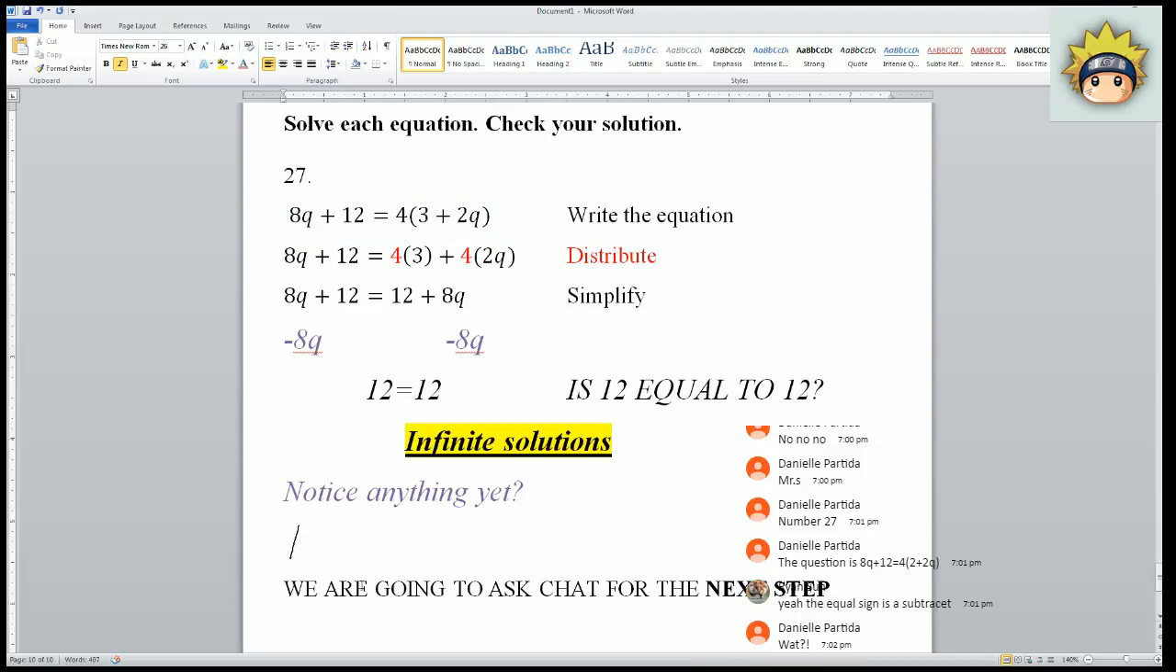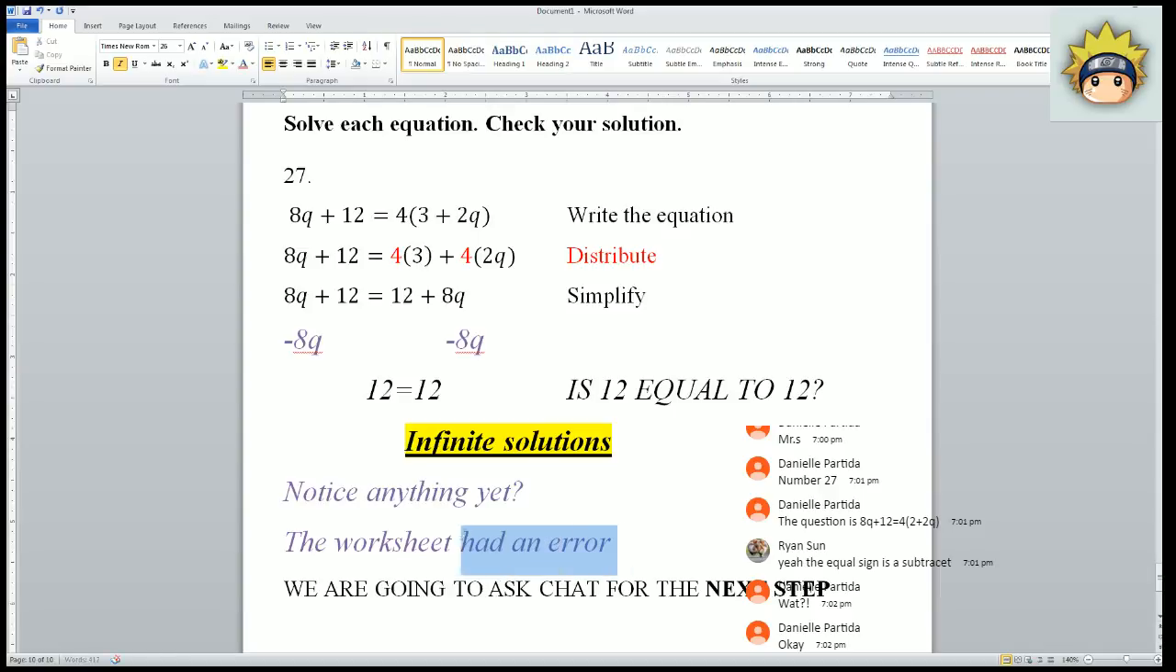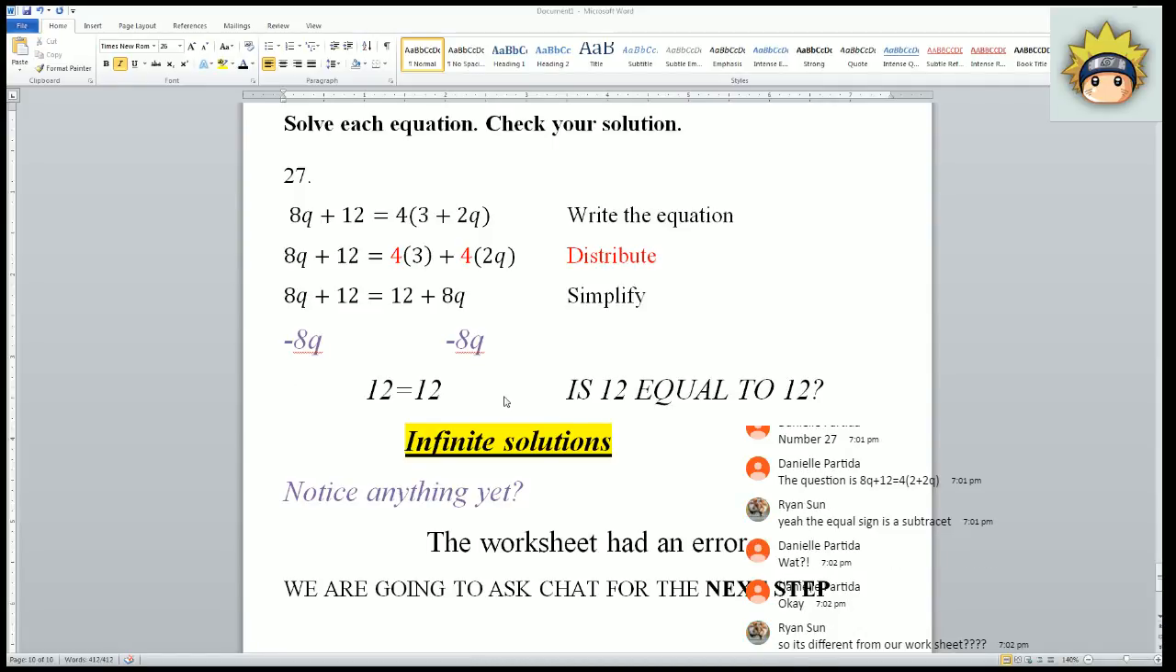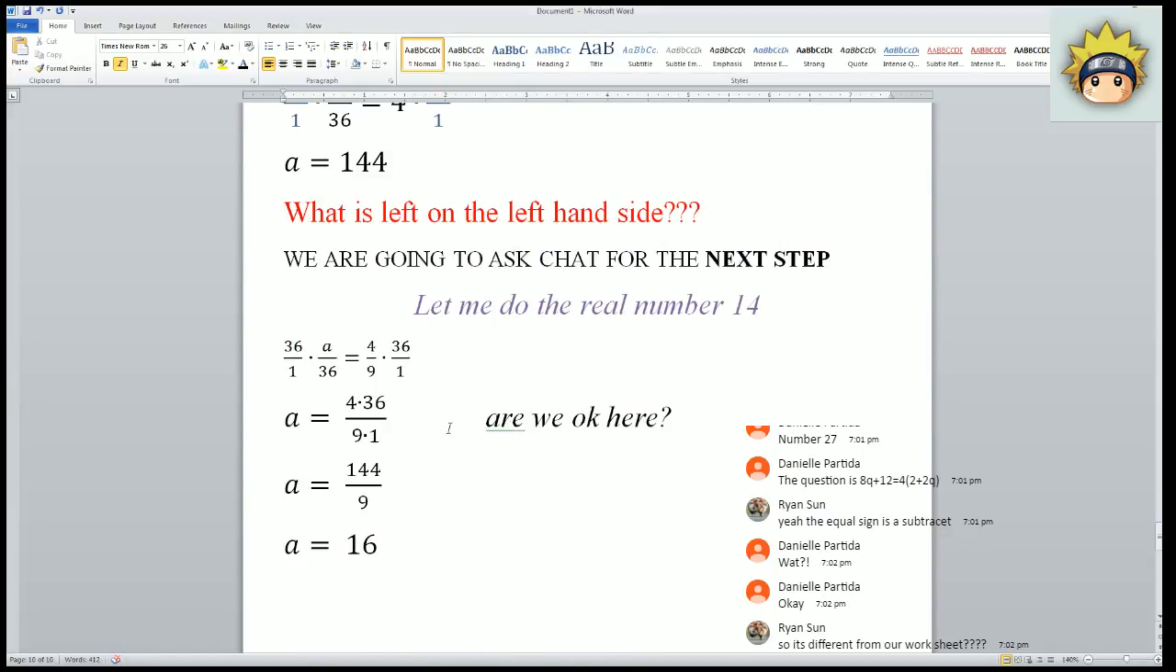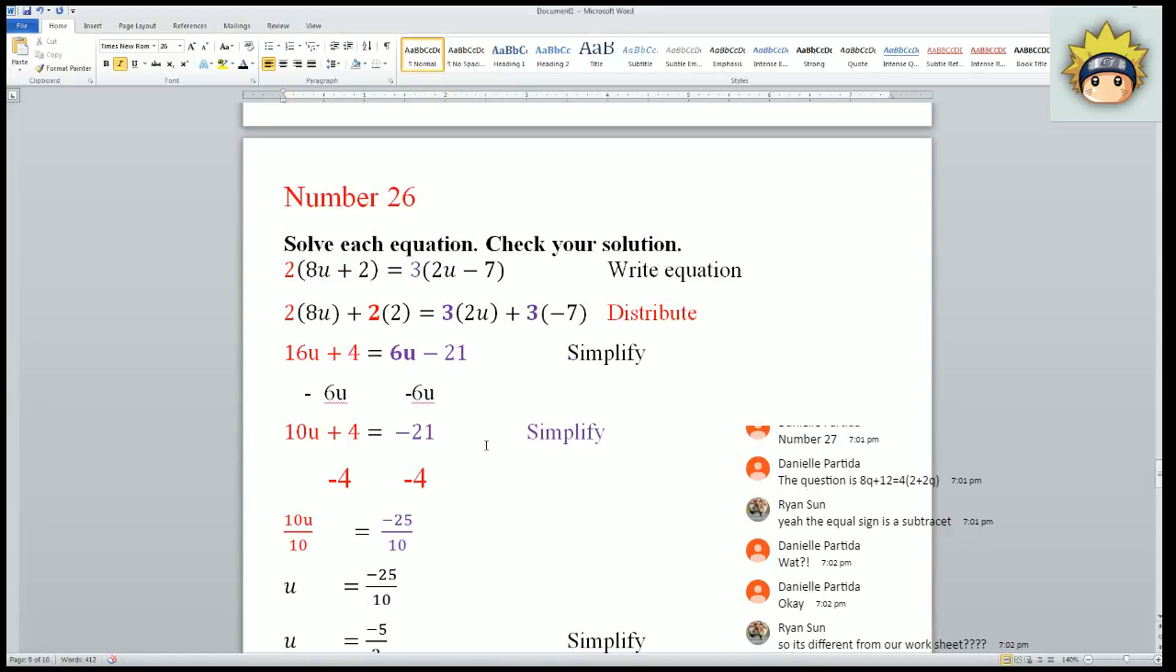The worksheet had an error. Haha, I blame the worksheet for the error. Okay, good. So after 27, what else did you want me to see? 29? I think, didn't I already do 29? Did I do 29 somewhere here, class?